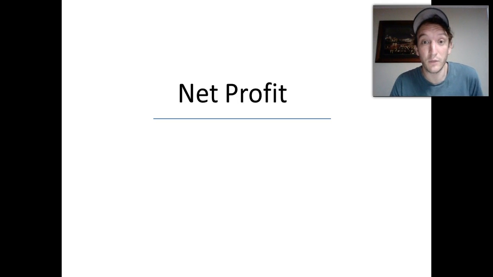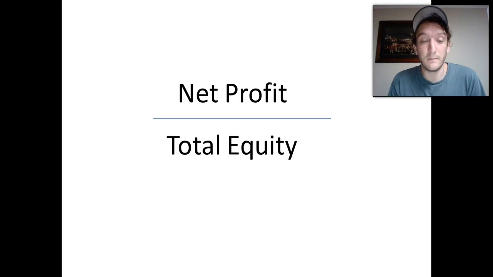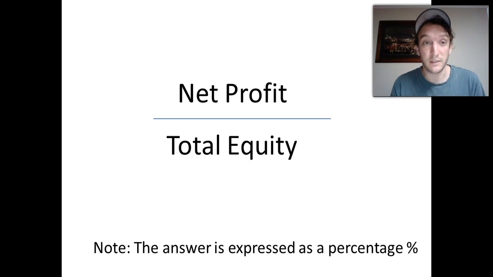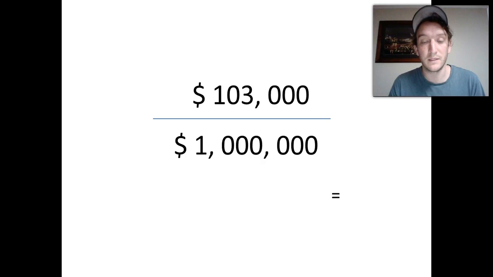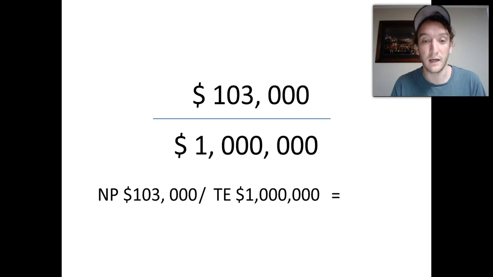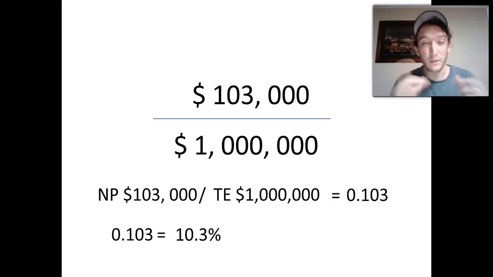Alright, so what is the actual formula? If it's return on owner's equity, we want to know what the return is, that's the net profit, that's what we're getting back, and on owner's equity, so the total equity. The answer is expressed as a percentage. So let's run through a really quick example. Let's imagine that the business has $103,000 worth of net profit, which is not too bad. But to get that profit, the owner has had to contribute $1 million of their own cash. So we'll divide that net profit by the total equity, and that gives us 0.103, which we should know is 10.3%.